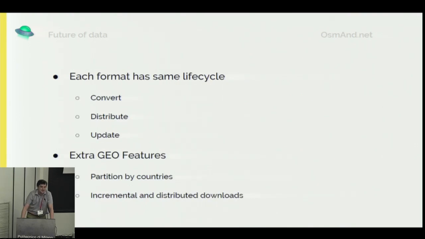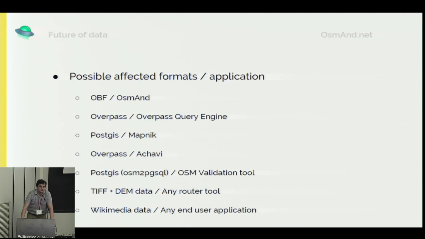So each format basically has its own, very similar life cycle: to convert from an existing format, to distribute, to update. And in OpenStreetMap, we're also talking about some special features like partition by bbox or by countries, and also support for incremental updates, because the stream of data which is coming is pretty significant compared to other projects. So when I'm thinking about projects and applications, I think about Overpass as a great format, and there is a project called Overpass Query Engine. We have osm2pgsql that populates into the PostGIS format, and then we have products that use that data, like Mapnik. We also have some scenarios that almost everybody tries to use, like DEM data, which is stored as pictures, and any router tool would like to use this.